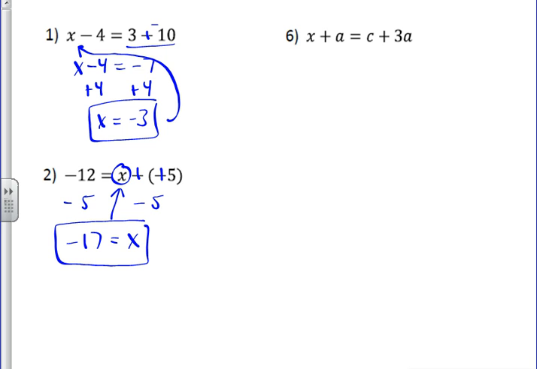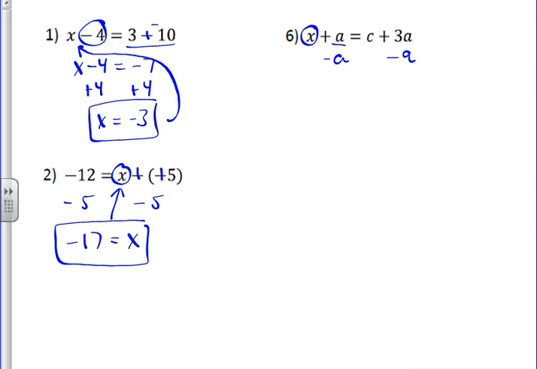Number 6 is interesting because it does not have any numbers in it, but it has variables. And you're asked to solve for x. So if you solve this for x, you need to get the x by itself. So just like this one where I added 4, I need to get rid of the a, and the way I'd get rid of the a is by subtracting a.